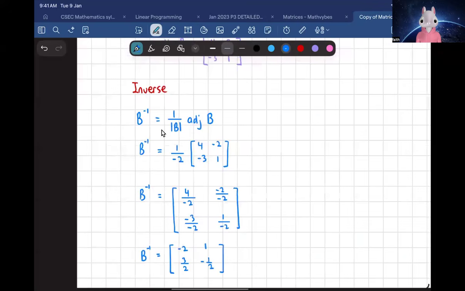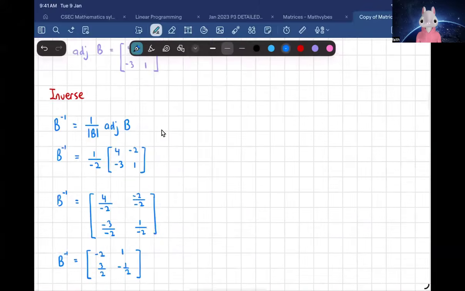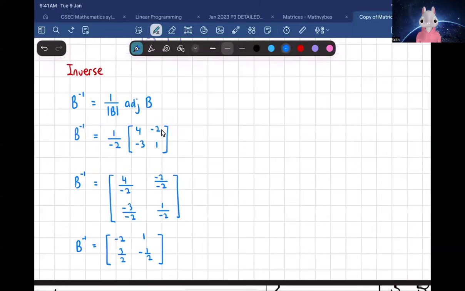Easy or hard? Easy. Okay, cool. Take a screenshot of this as well. And if you take a screenshot, put it in your group chat.